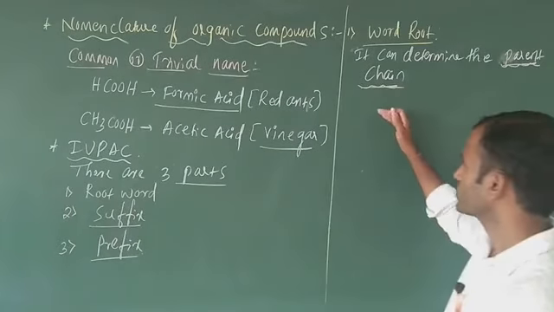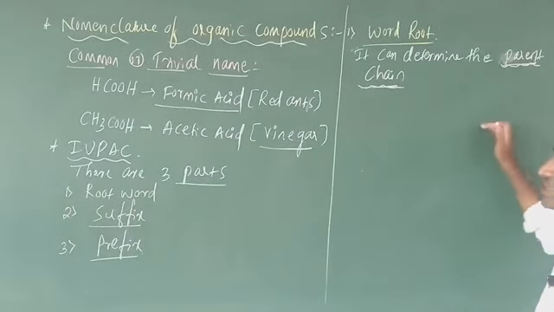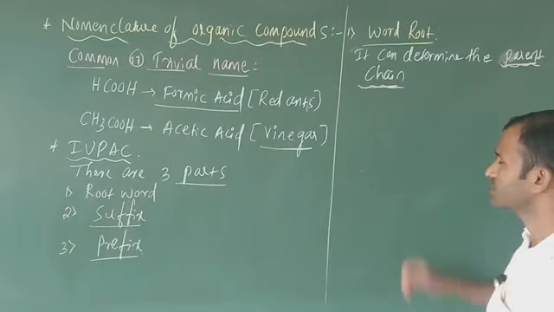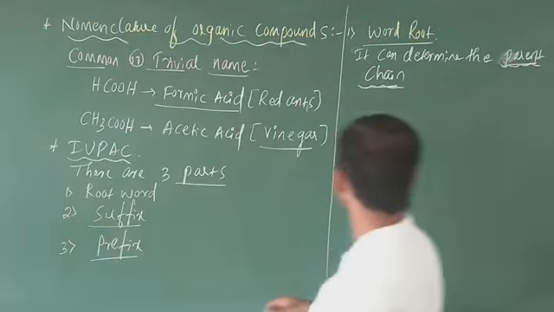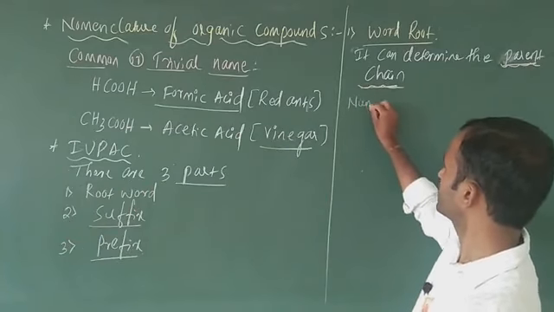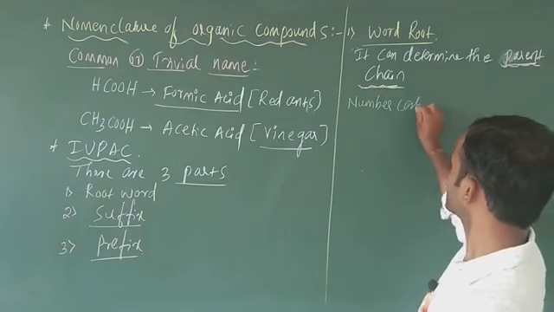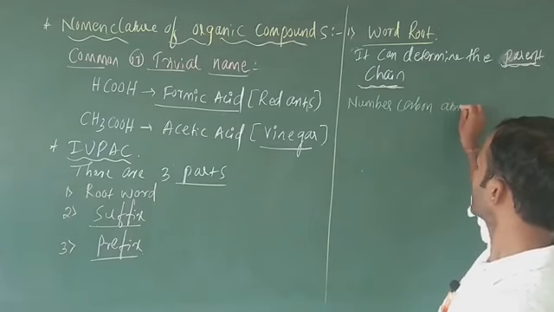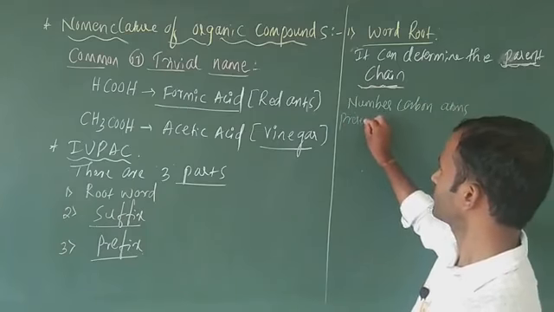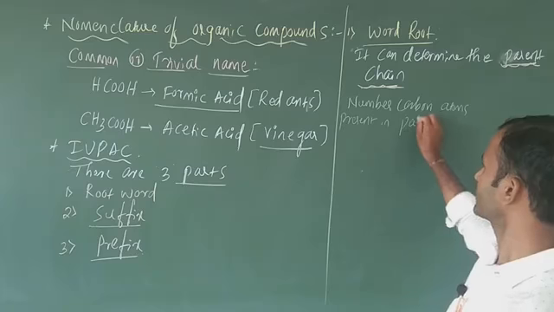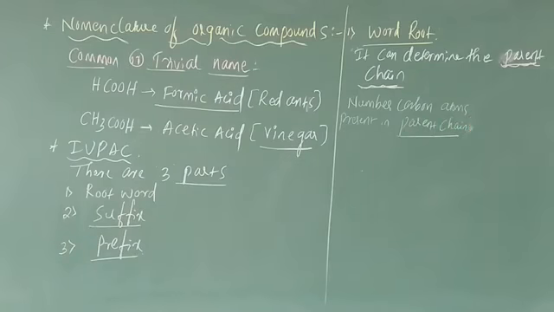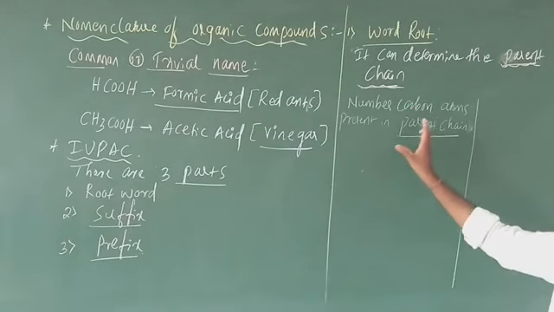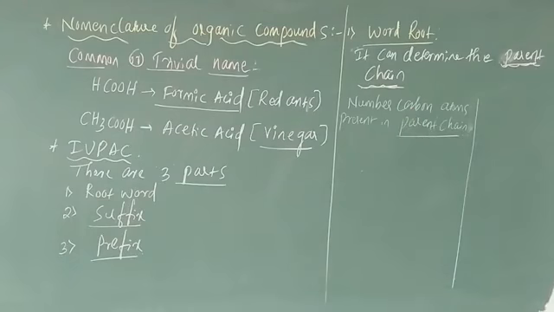Next we are going to consider the numbering and the parent chain. Some of the numbering and some of the parent chains are there. We are going to study that point. First, the number of carbon atoms present in the parent chain. Here, this is one column, and next another column. This is the number of carbon atoms present in the parent chain.